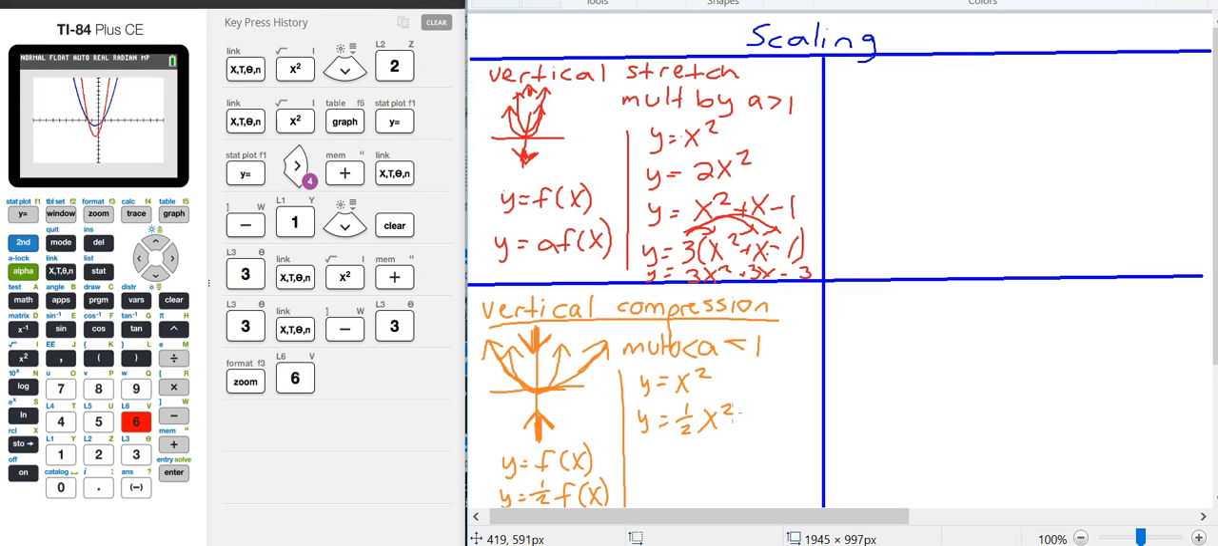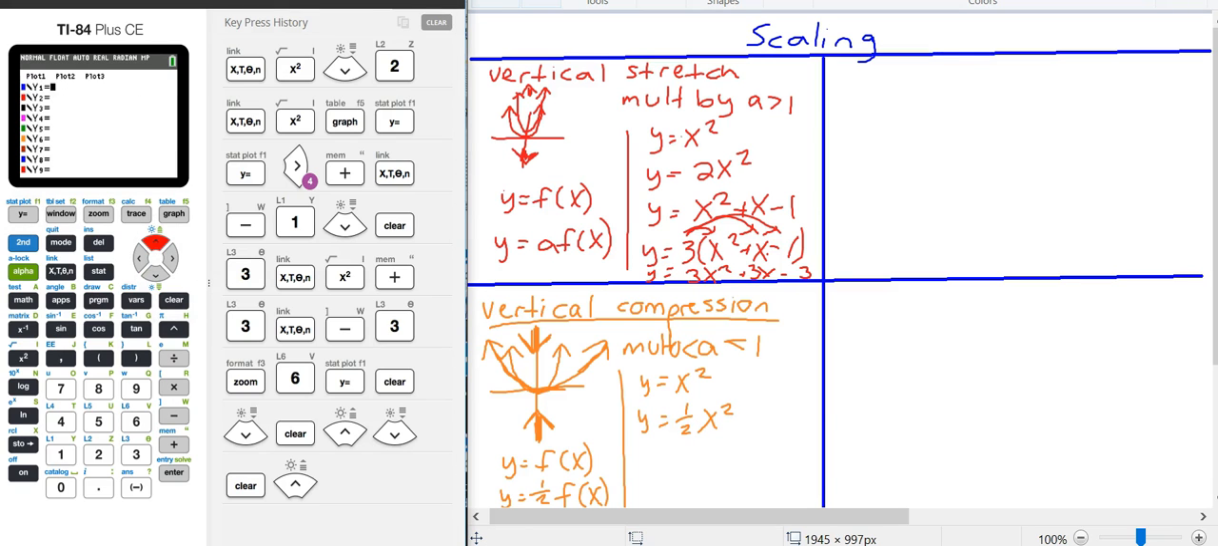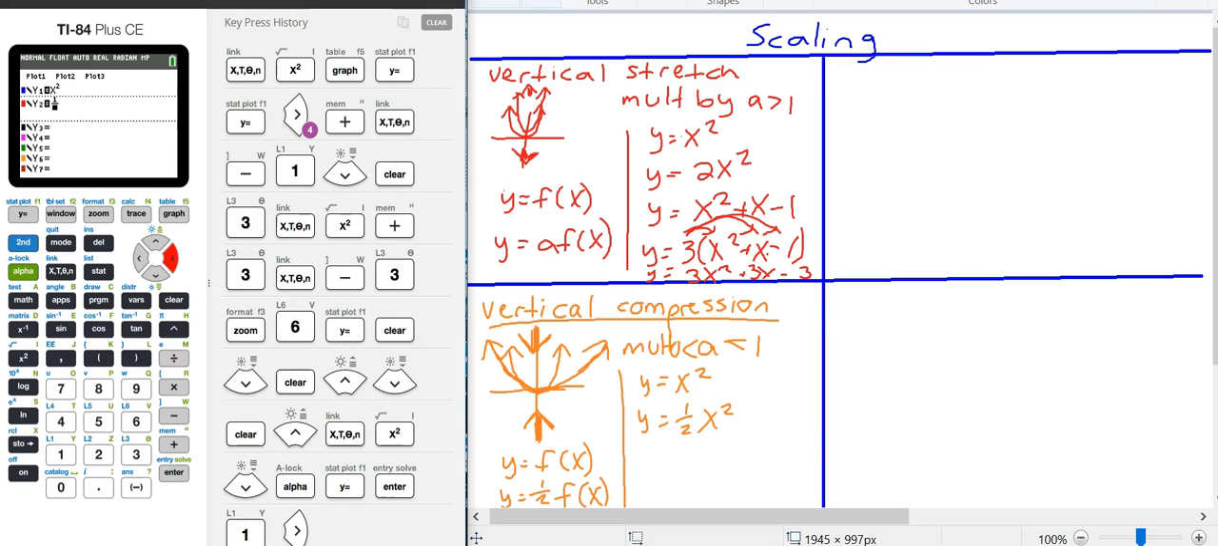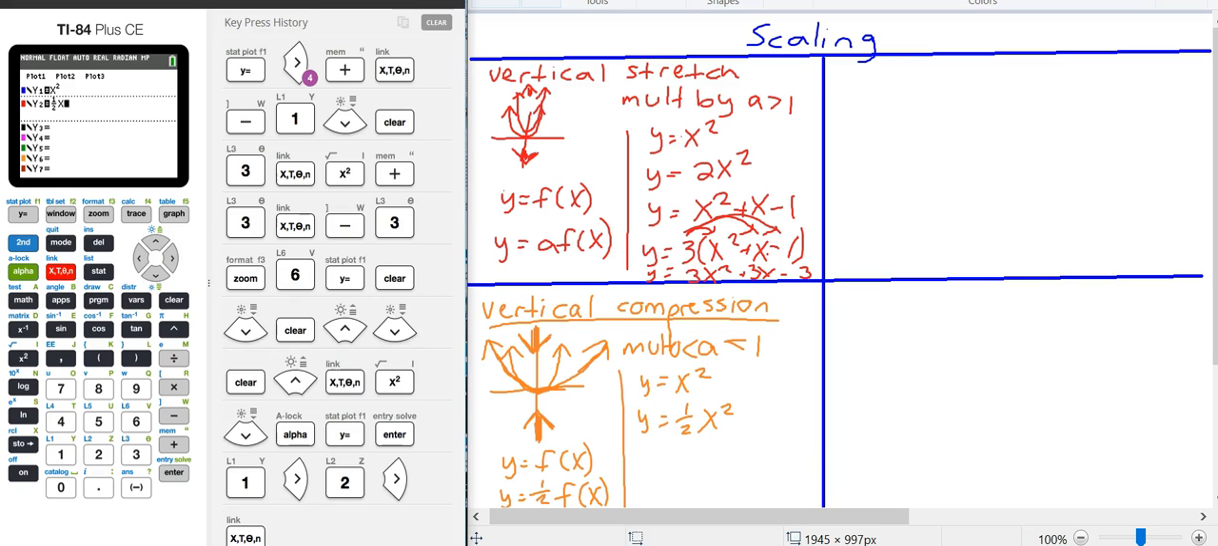And let's graph these two. Our original function, y is equal to x squared, and our new function, y is equal to 1 over 2x squared. It's our original. That's the compressed function that gets wider. Let's look at one more example. Let's do a more complicated example this time.